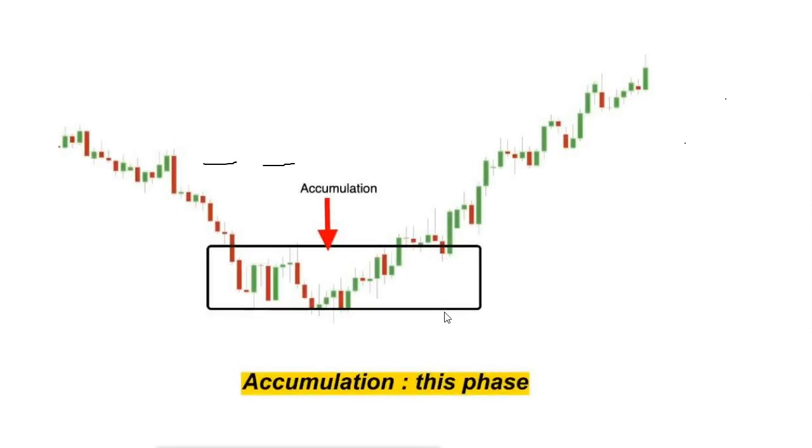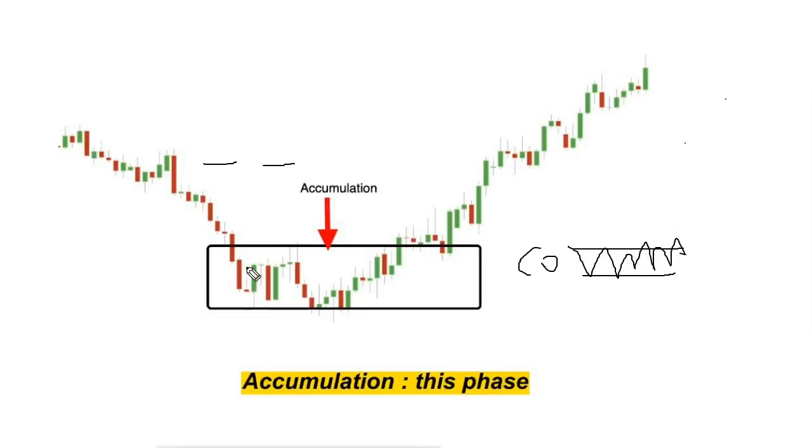Now, this is the accumulation. The accumulation phase is just the phase whereby you have a market in what we call consolidation. It's just going up and down. They are building contracts, trying to trap retail traders. There is not going to be a unique range, just moving up and down. This is what we call an accumulation.